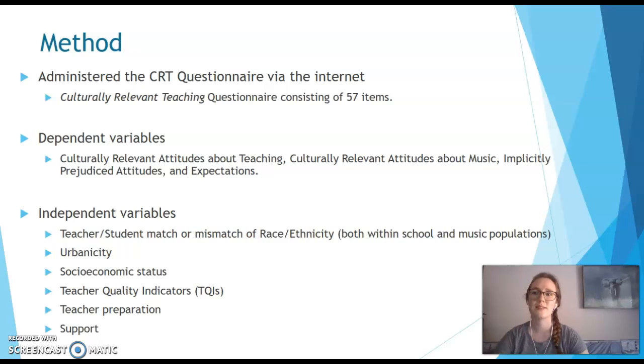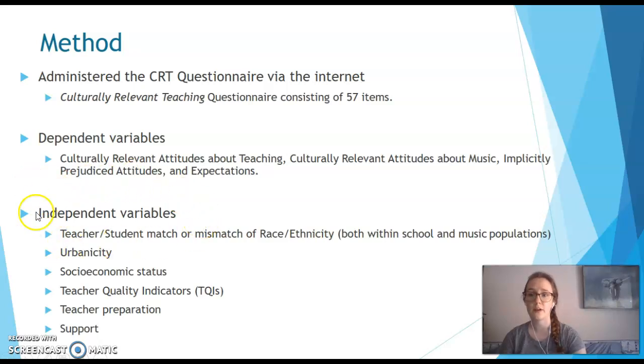So the method of this study. Again, almost 600 music teachers participated in this study. This study was administered with a CRT questionnaire via the internet. CRT stands for Culturally Relevant Teaching Questionnaire, which consists of 57 items. They had a whole list of dependent as well as independent variables. The dependent variables are culturally relevant attitudes about teaching as well as music, implicitly prejudiced attitudes, and expectations.